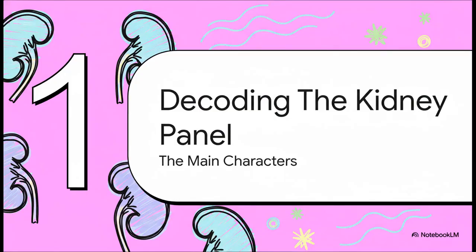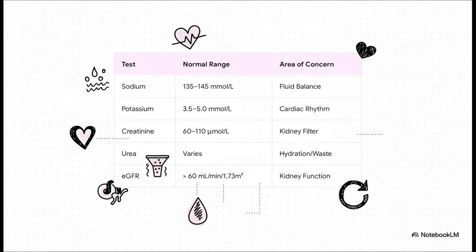Okay, so like any good story, we've got to meet the main characters first. Let's break down the key players you'll find on a standard kidney panel. Think of this slide as our cast list. You've got sodium, who's all about fluid balance. Then there's potassium, super important for the heart's rhythm. Creatinine gives us a clue about how well the kidney's filter is working. Urea tells us about hydration and waste products. And last but not least, eGFR. That's kind of like the kidney's overall performance score. So these are our main characters. Let's get to know them a little better.